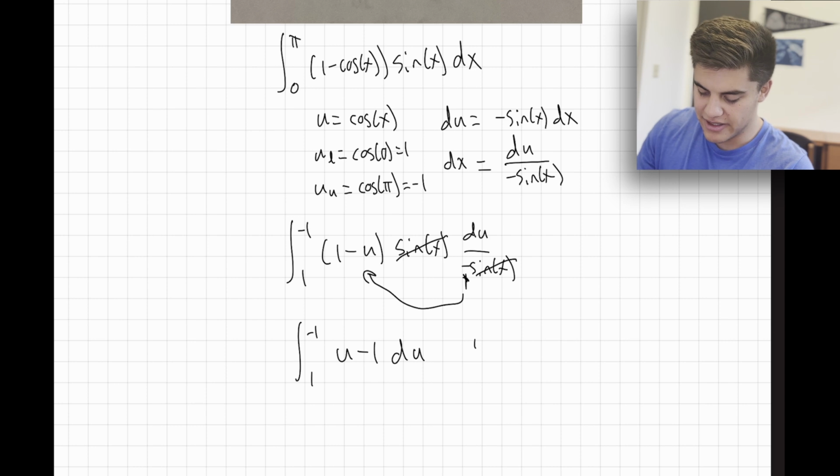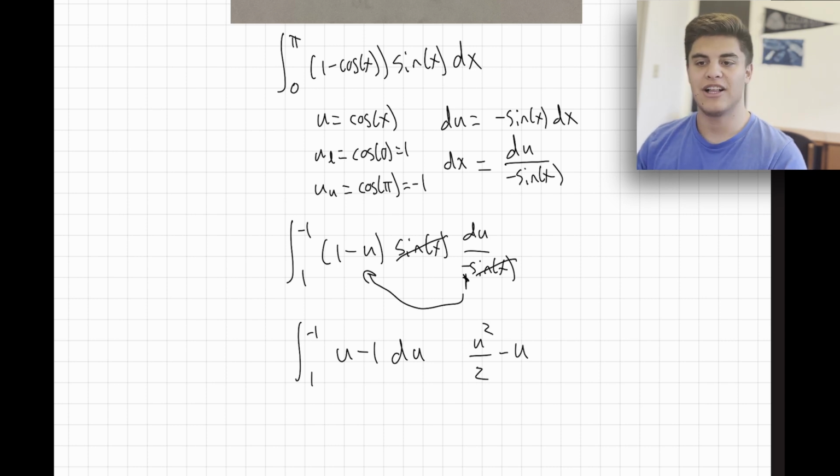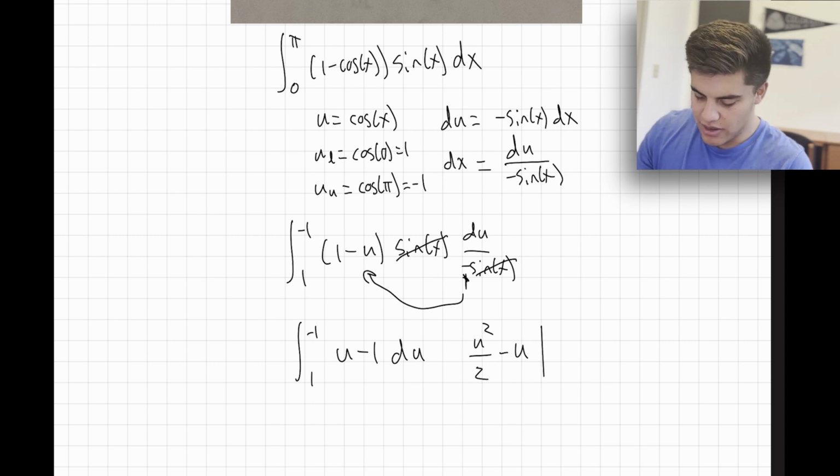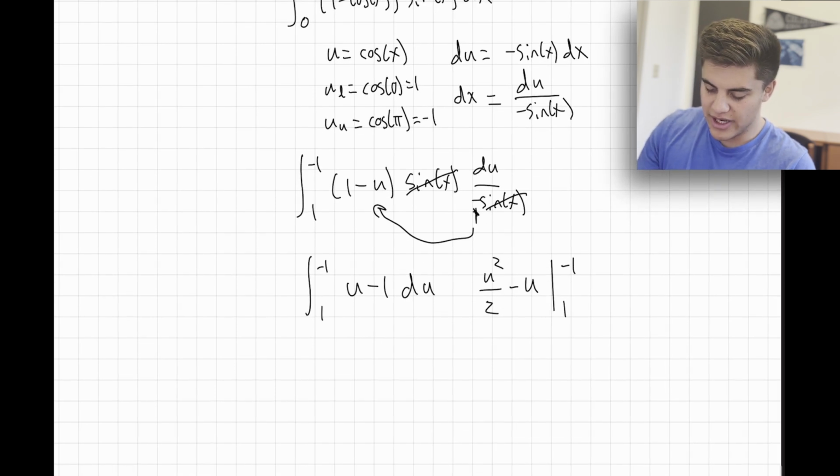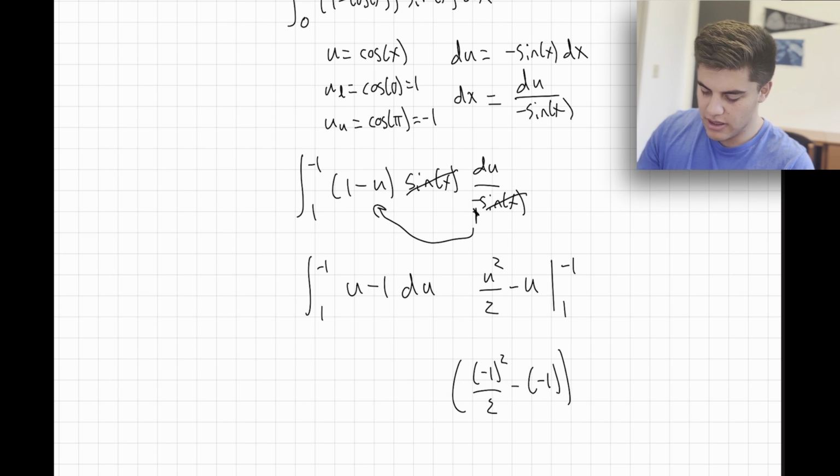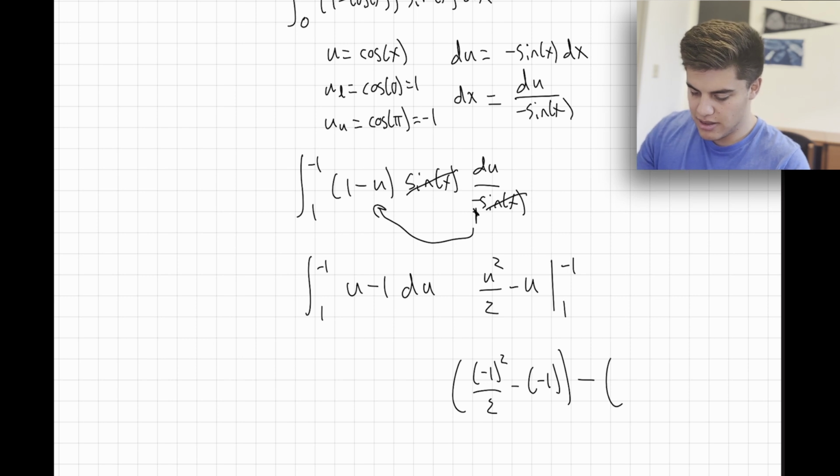And this is easy to solve. The antiderivative here is u squared over 2 minus u. And we need to evaluate over those bounds from 1 up to negative 1. So plugging in the upper bounds, we have negative 1 squared over 2 minus negative 1. Then subtract 1 squared over 2 minus 1.